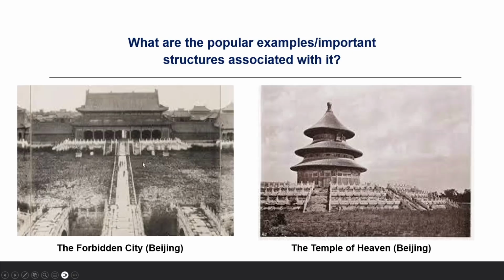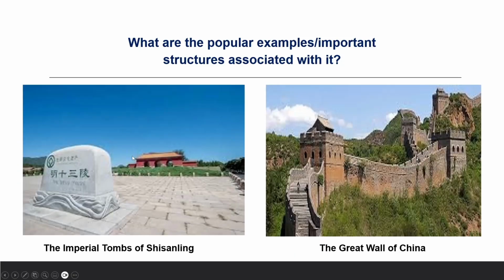Some of the most important examples were the Forbidden City in Beijing, which at first was created to be an imperial palace. Nowadays, it's a museum with ancient artifacts. We have the Temple of Heaven, which was a ritual site for emperors to pray for prosperity. Next, we have the Imperial Tombs of Xianlin, which showcased the burial practices of the era. And last but not least, the Great Wall of China, which was fortified during the Ming Dynasty and expanded. And nowadays it's a 4,000 kilometer long construction.